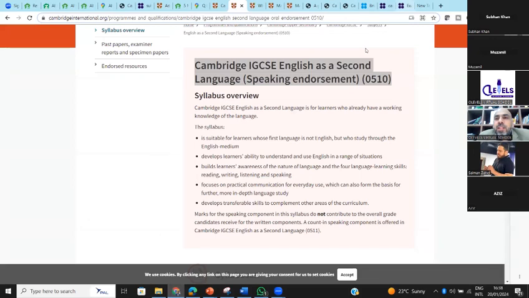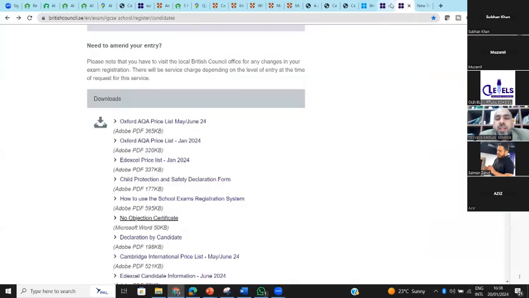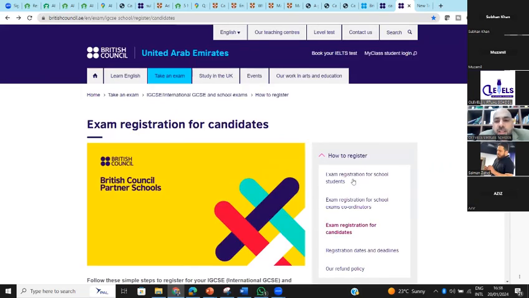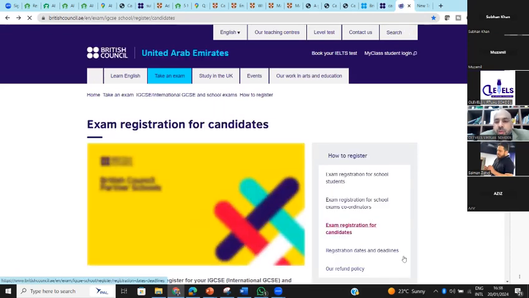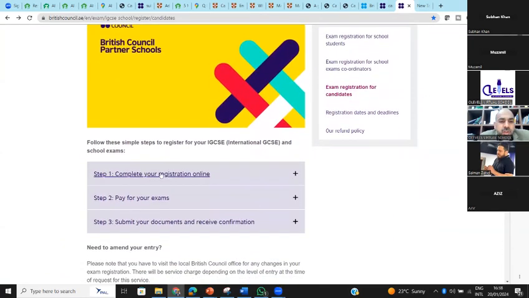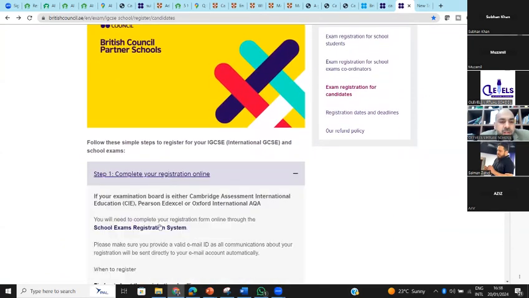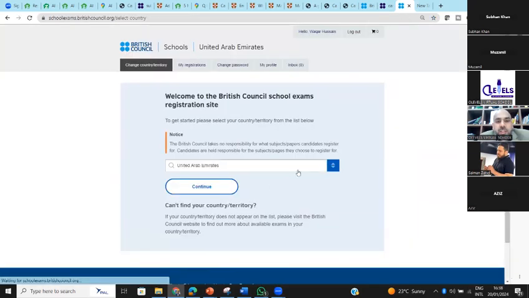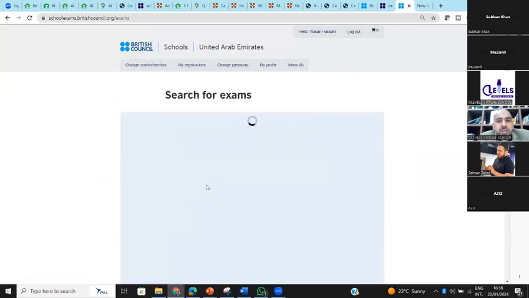Give me one second. Okay, British Council exam. Let's see, I say exam registration. I'm going to do it in front of you so you have an idea of what's going to happen. Complete your online school exam registration. I go over there. It's loading. As I already have an account in it, I say continue in UAE, continue.